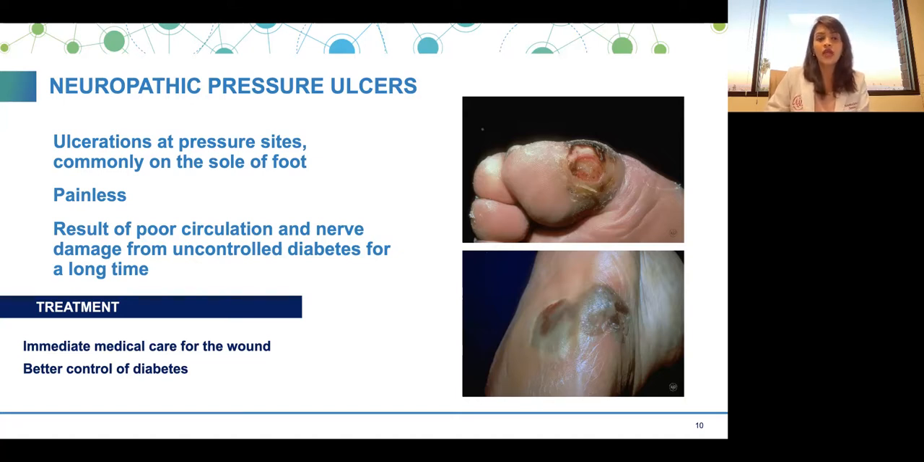sometimes it goes unnoticed. And in terms of treatment, we always say that for these wounds, it's important to seek medical care as soon as you can, because otherwise they can get infected, they can spread and get much bigger. So immediate medical care is always recommended. And then again, going back to the basics and taking good control of the diabetes and the blood sugar.